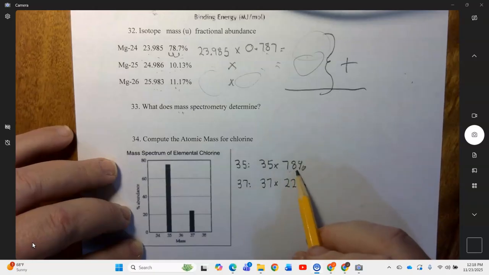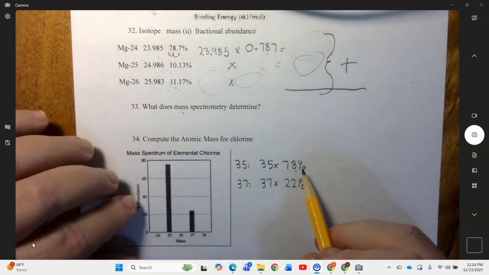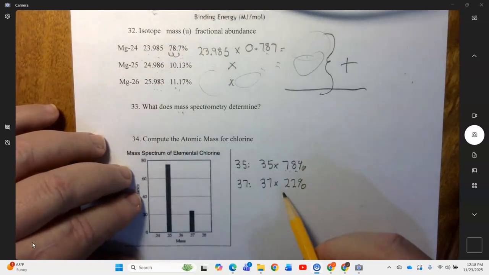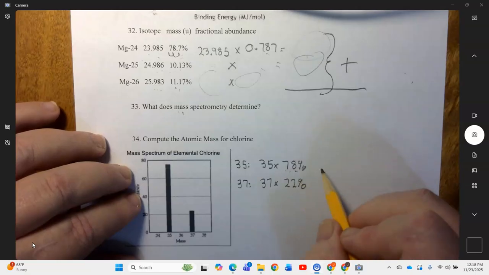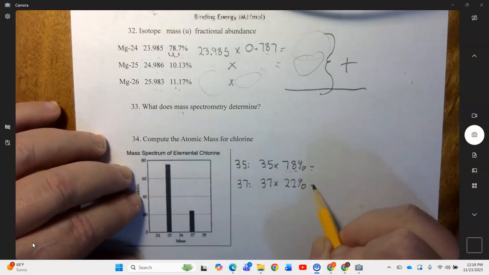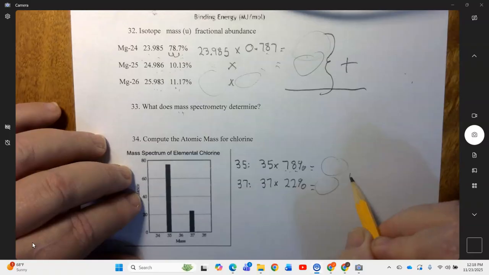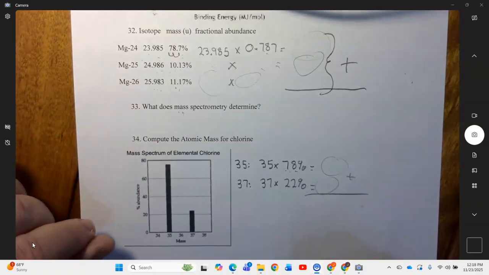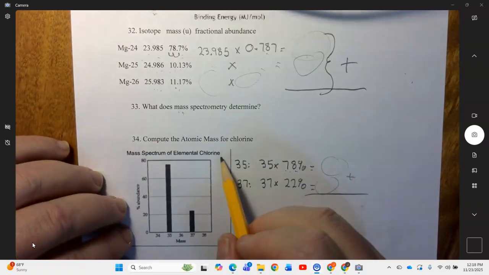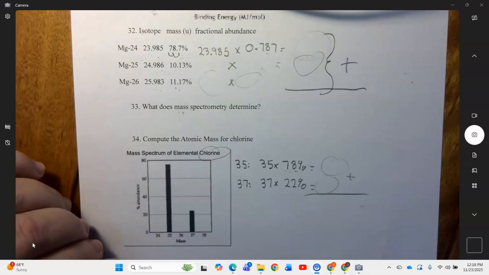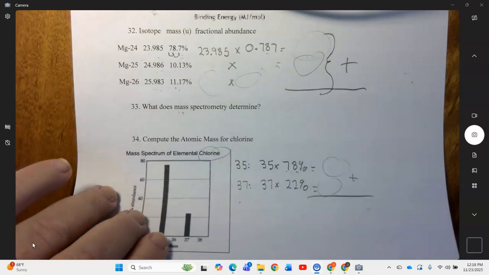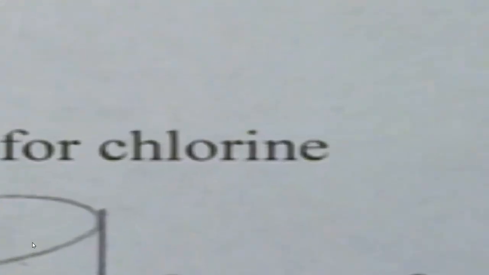Now you simply adjust the decimal just like we did up here. Move it over 2 spaces: 0.78, 0.22. Multiply them, come up with a number there, and add those 2 numbers, and you get the atomic mass. And you don't have to identify it. It already says it's chlorine. Okay, all right. So practice those, and be sure you know how to do those.